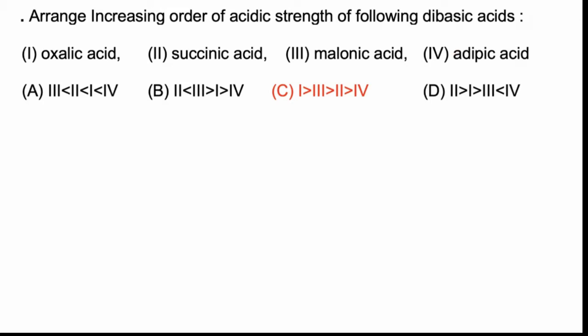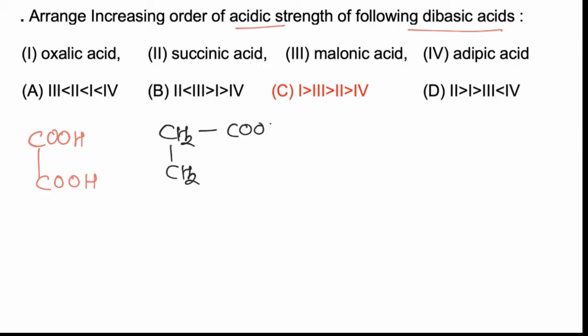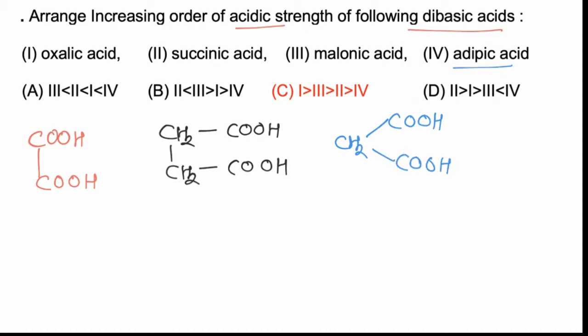In this question, we have to find the correct acidic strength of the following dibasic acids. Now first, oxalic acid is taken. Now oxalic acid has 2 C double OH groups. Next, succinic acid. Succinic acid has a total of 4 carbons. Then malonic acid is present. Malonic acid has a total of 3 carbons. Now in the fourth case, adipic acid is taken. Now adipic acid has a total of 5 carbons.